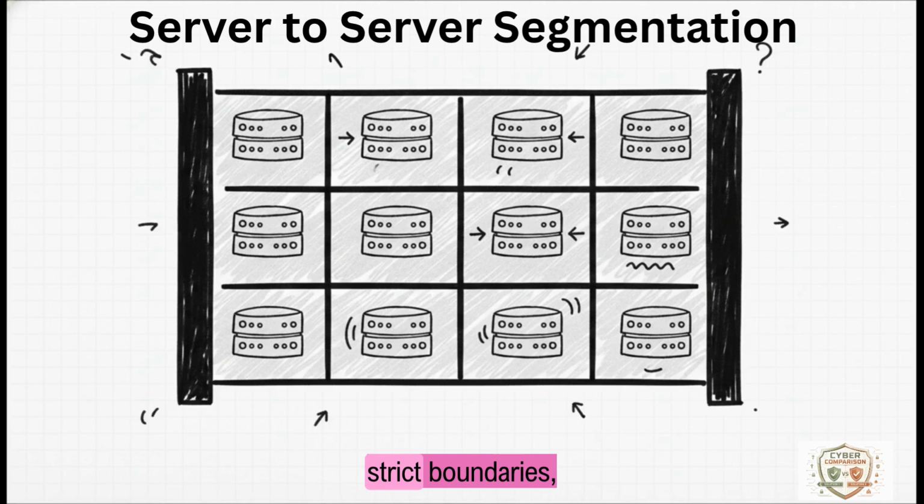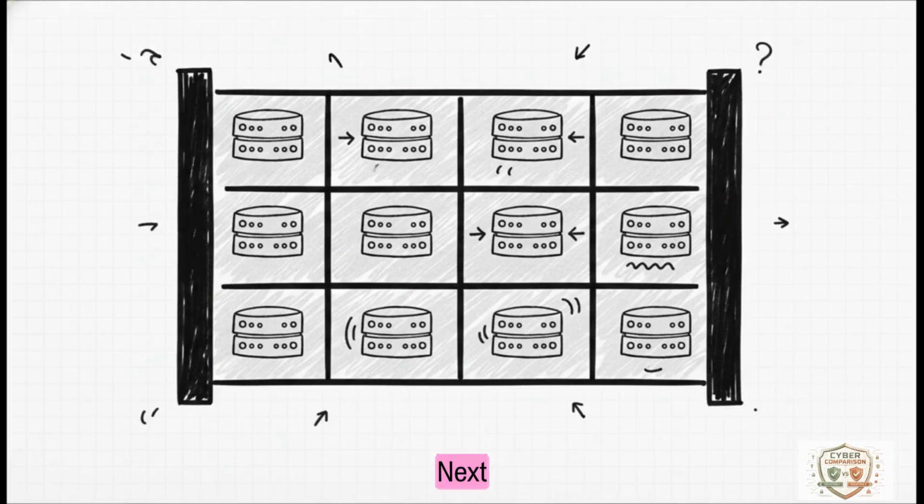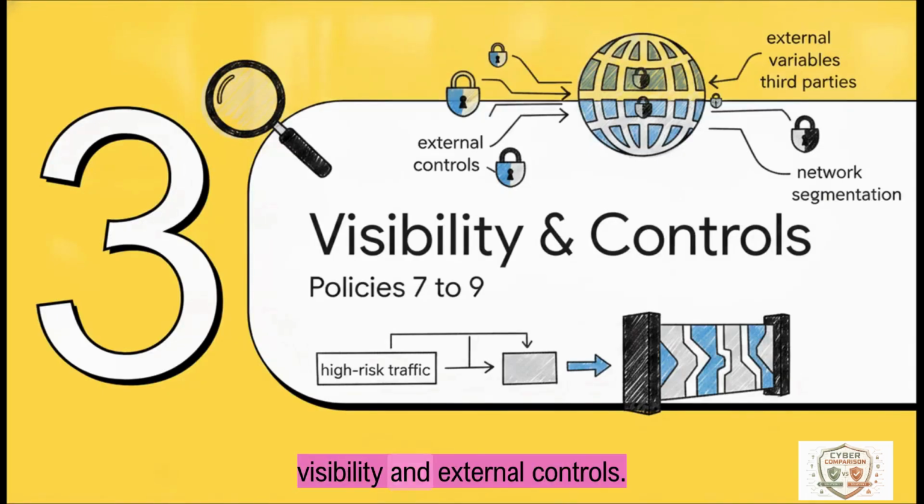You have to implement strict boundaries, whether that's by business unit, environment, or trust level, to drastically limit that horizontal movement. Next up is part 3, visibility and external controls. Let's look at policies 7, 8, and 9.